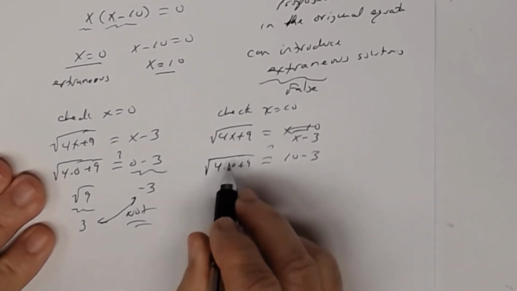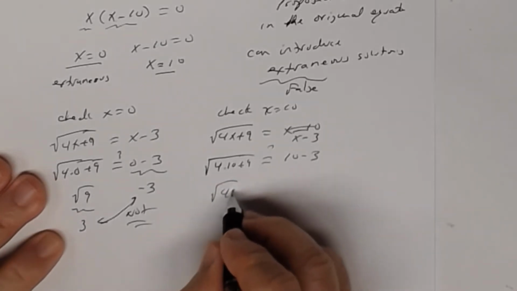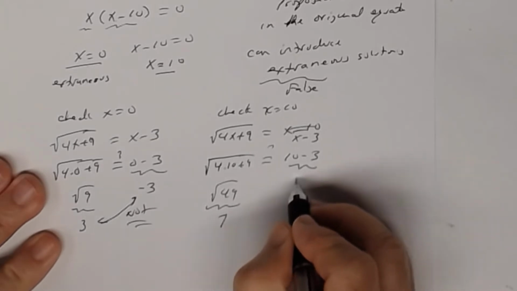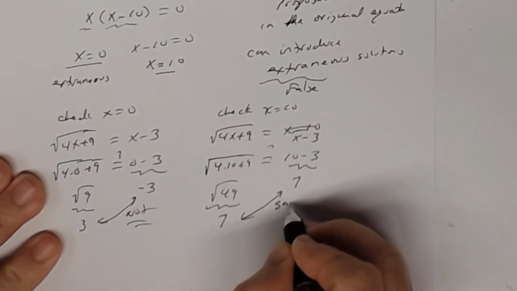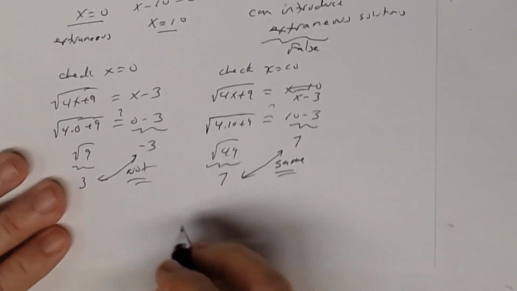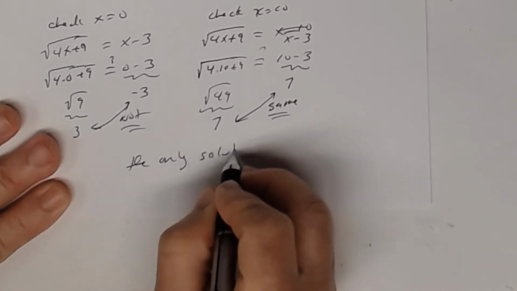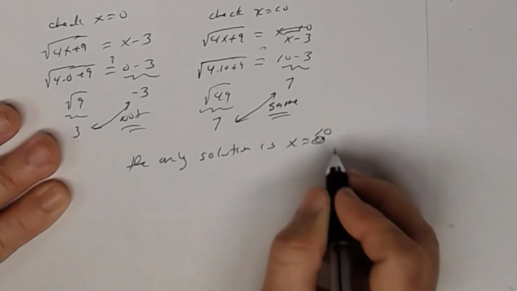Well, 4 times 10 is 40, right? 40 plus 9 is 49, so this is the square root of 49. The square root of 49 we know is 7. What's 10 minus 3? 7. What do you notice about those two numbers? They're the same. So therefore, the only solution is x equal 10. So you're going to say the only solution is x equal 10. All right?